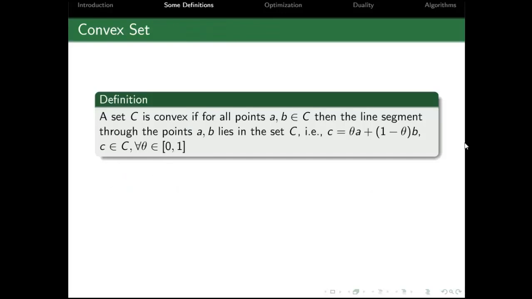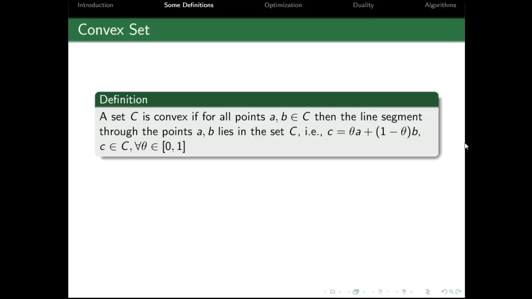Set C is said to be convex if for all points a, b belonging to the set, the line segment passing through these points should also lie inside the set. So mathematically we can see this as all the points of the form theta a plus 1 minus theta b when theta lies in the closed interval 0 to 1 should also belong to the set C.